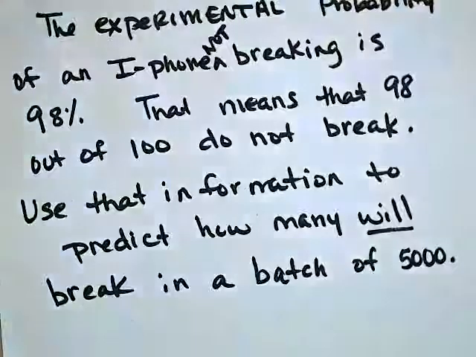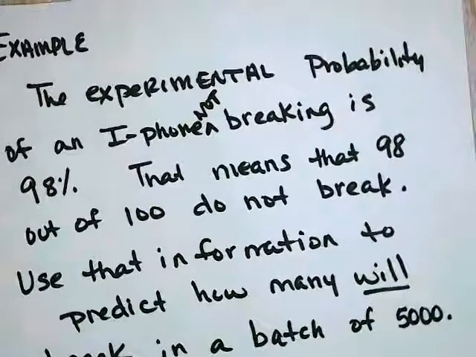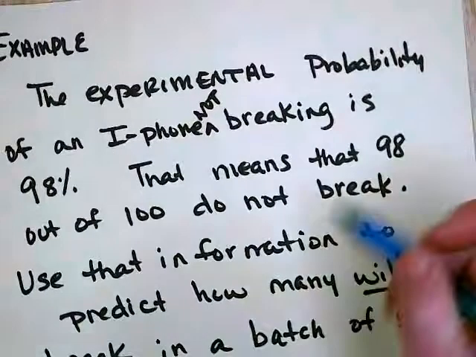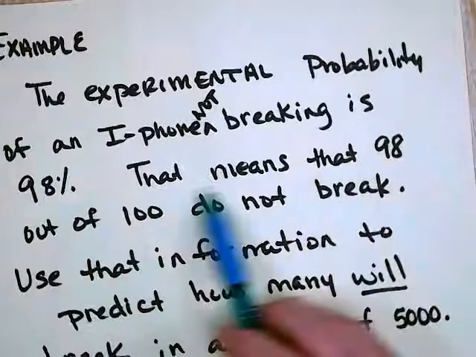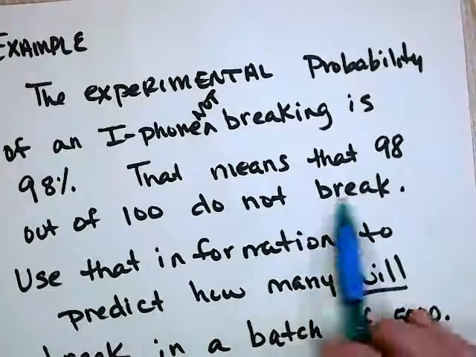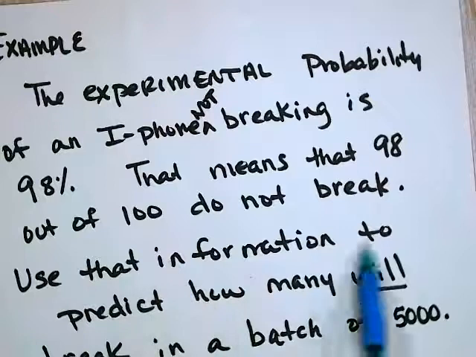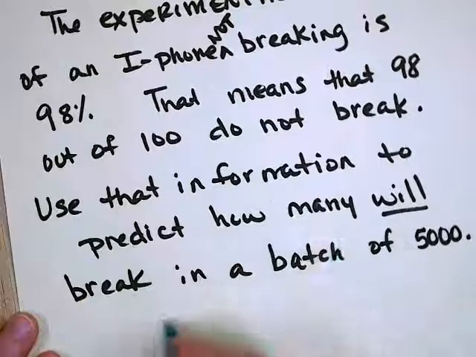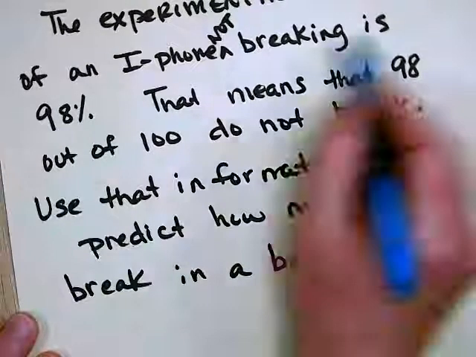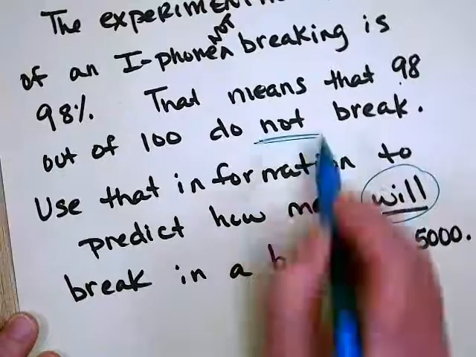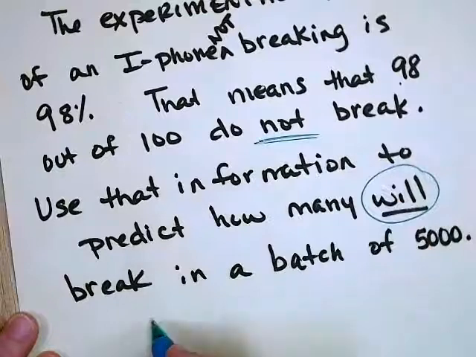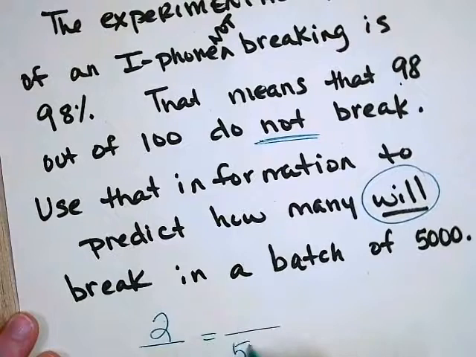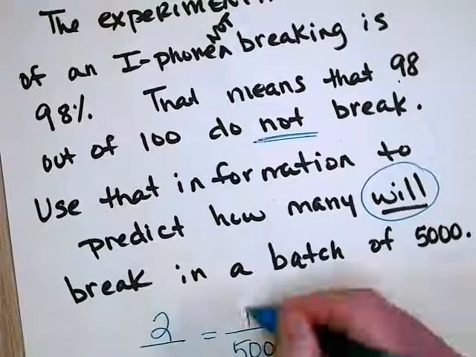One last problem we're going to look at. It says the experimental probability of an iPhone not breaking is 98%. That means that 98 out of 100 do not break. Use that information to predict how many will break in a batch of 5,000. Well, how many will break? If 98 do not break, how many do break? 2 out of 100 break. You've got 5,000. So I want you to solve.